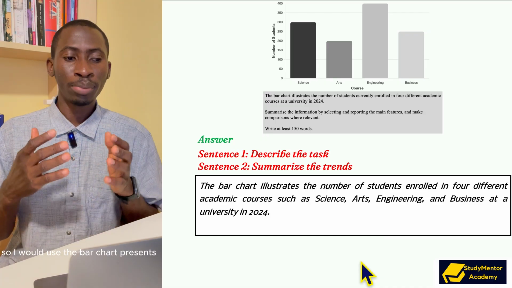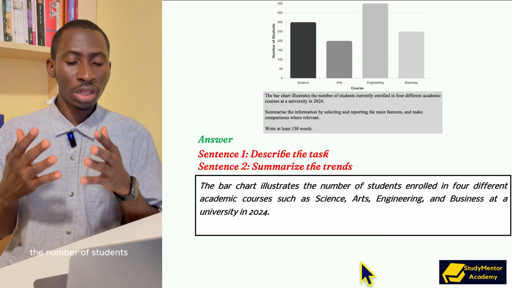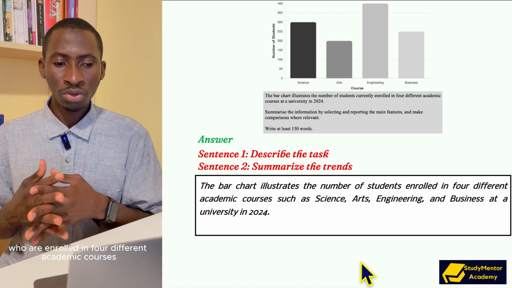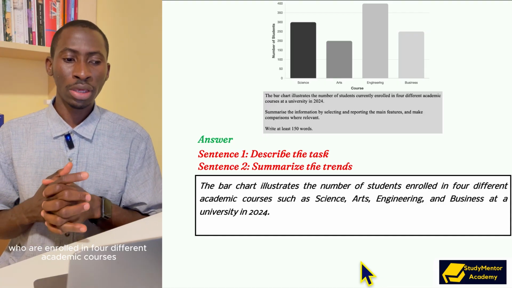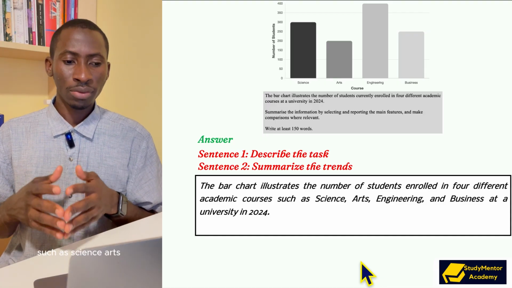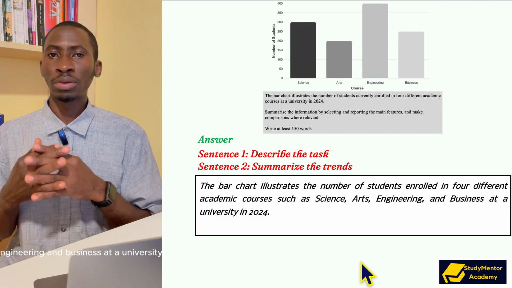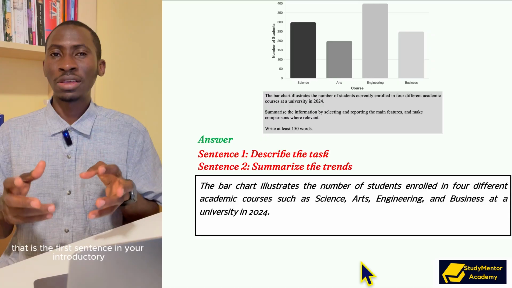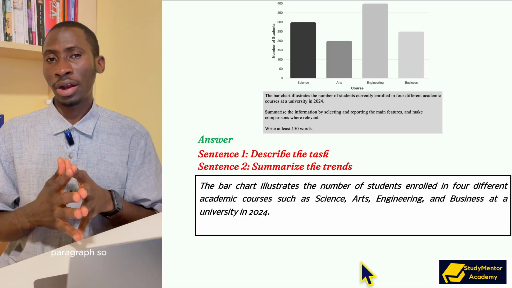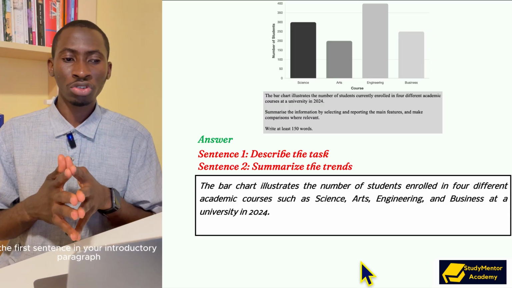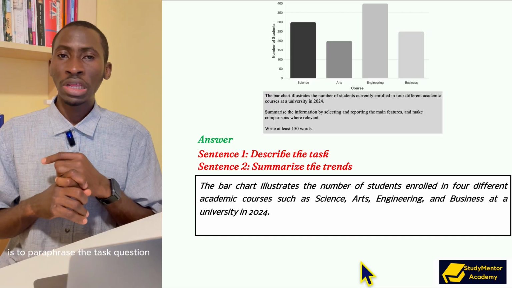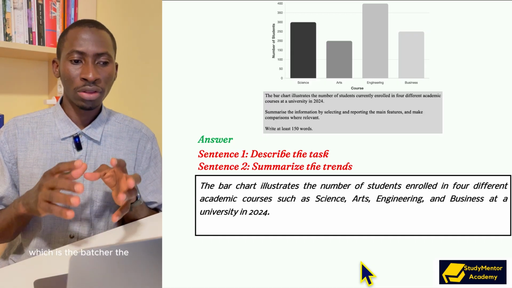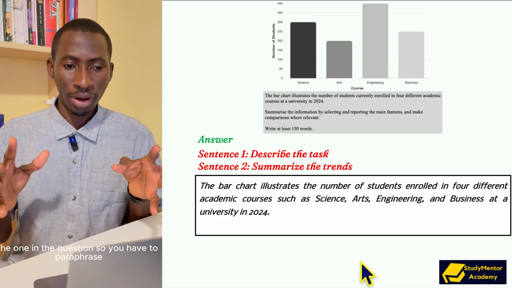So I would use: the bar chart presents the number of students who are enrolled in 4 different academic courses, such as science, arts, engineering, and business at a university. That's the first sentence in your introductory paragraph, which is to paraphrase the task question, which is the bar chart, the one in the question. So you have to paraphrase.